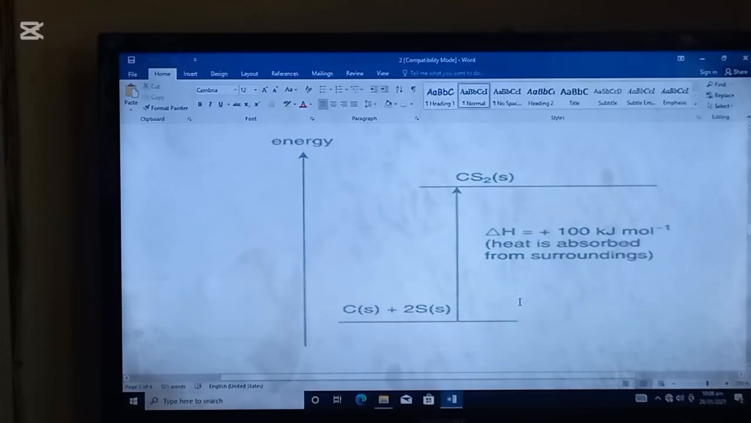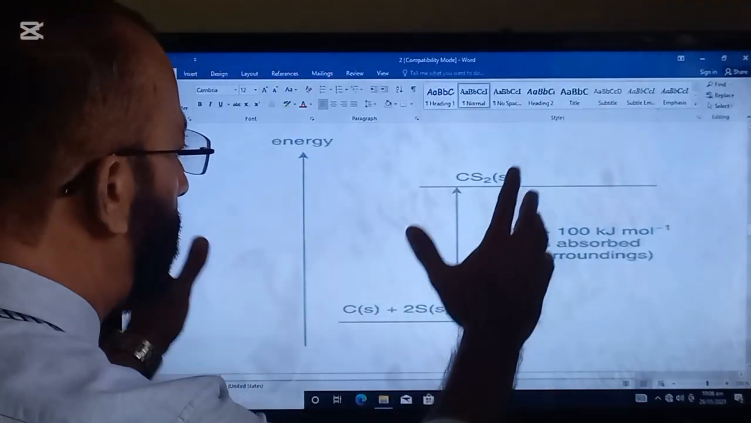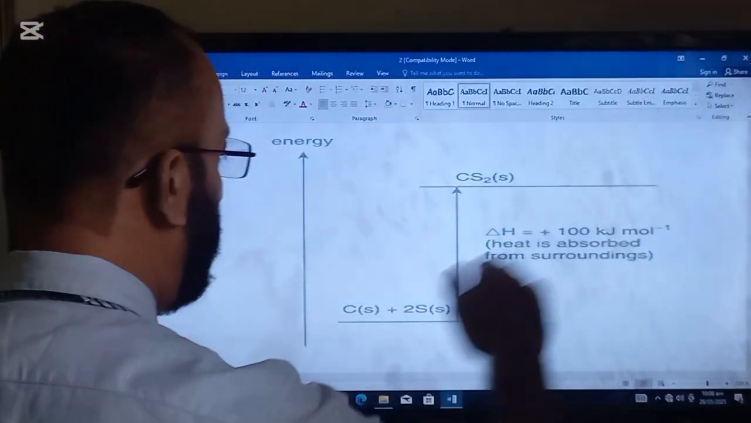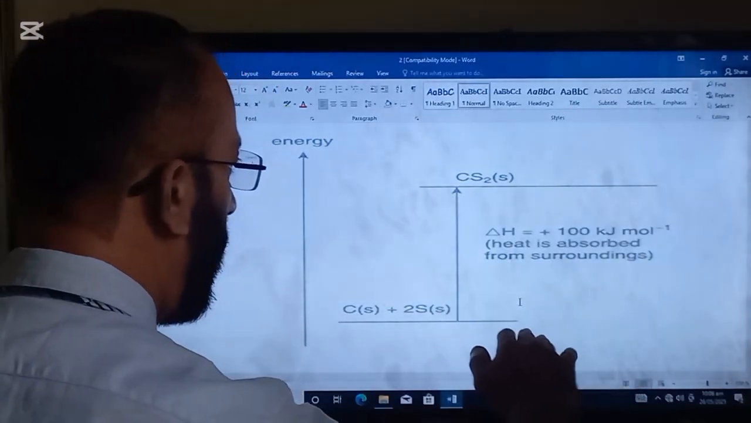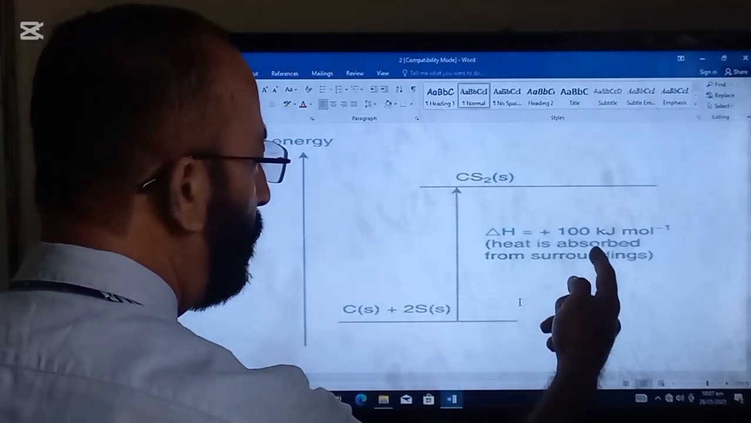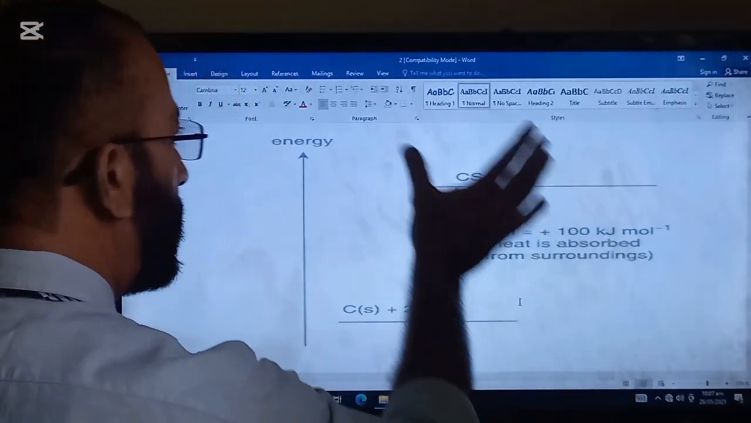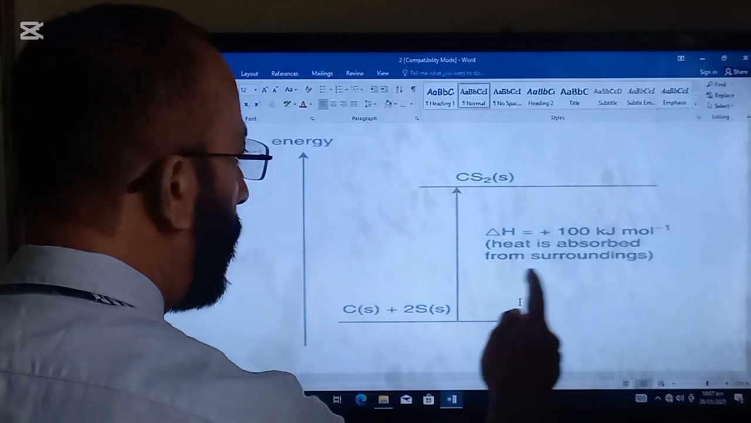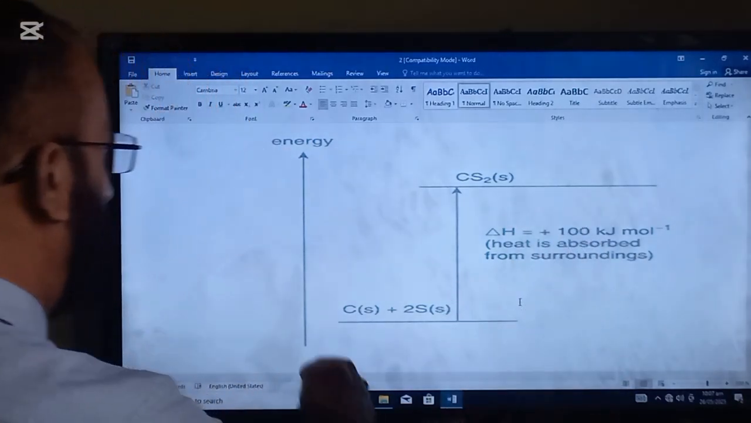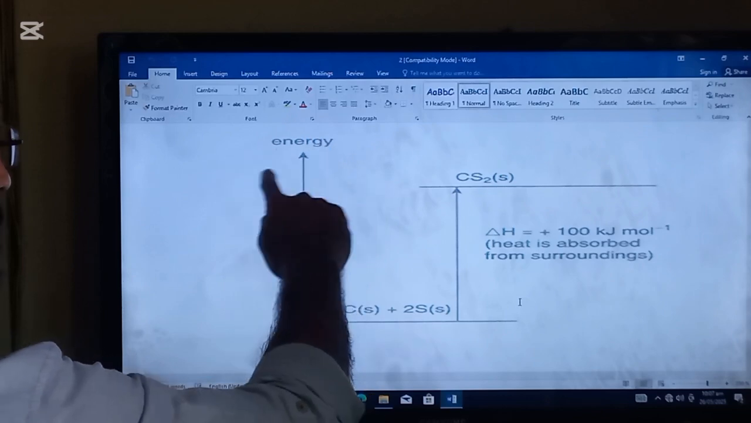Here is the energy level diagram for this reaction. Products will be put above, reactants will be put down, this arrow will be upward, delta H is plus 100 kilojoules per mole, that is given in the reaction. Heat is absorbed from the surroundings. All these things should be written in the paper. This arrow will be upward, energy will be written here.